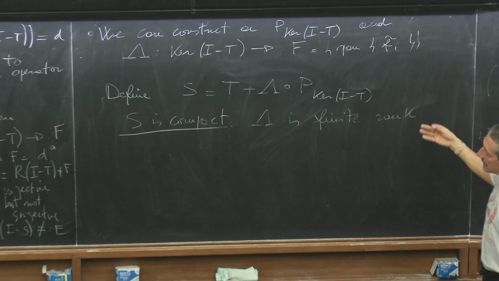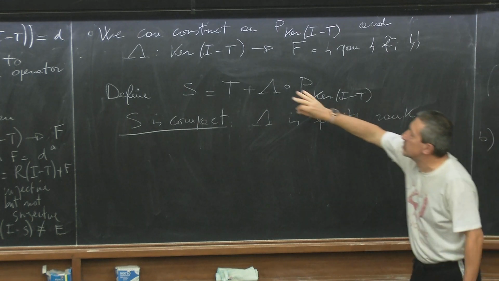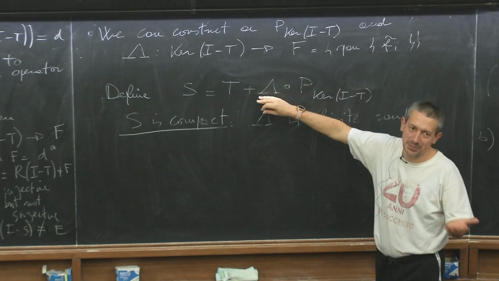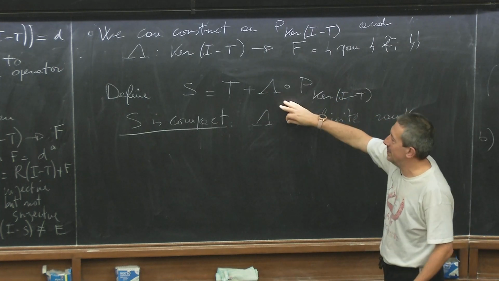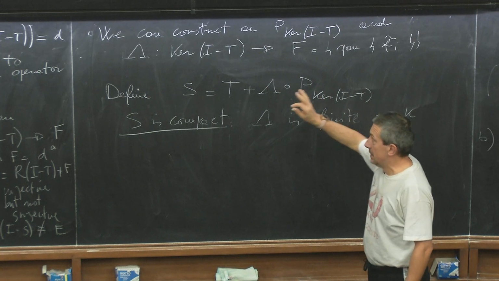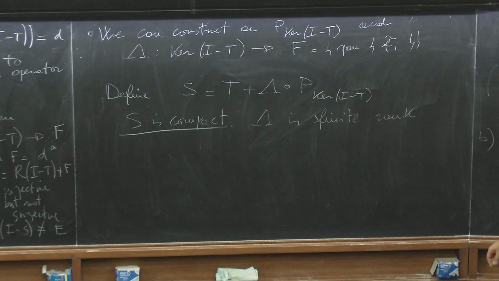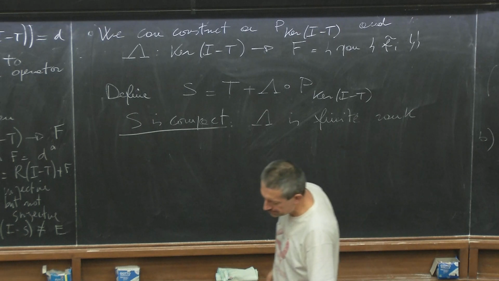So lambda is finite rank, and hence it is compact, it is bounded, because it is a linear operator in finite dimensional spaces. And T is compact, so being a linear subspace, the sum of compact operators is compact. Okay.